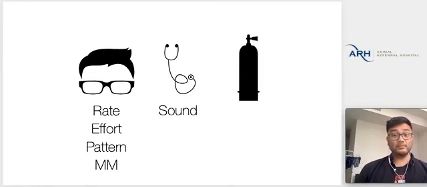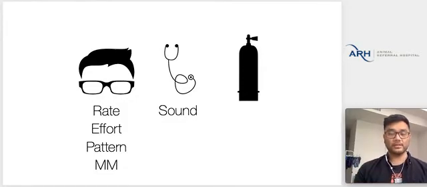Then we can have a listen, and I still start from a distance. We're trying to listen for pharyngeal stertor, laryngeal stridor, or expiratory grunts, then having an auscultation of the lungs to listen for increased, decreased lung sounds, or even crackles. Then if we're worried, give them oxygen straight away.